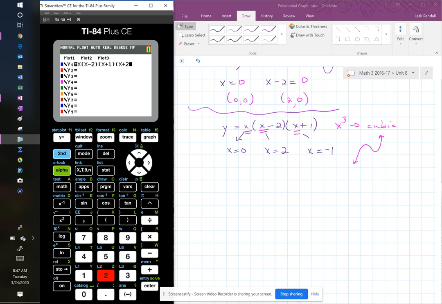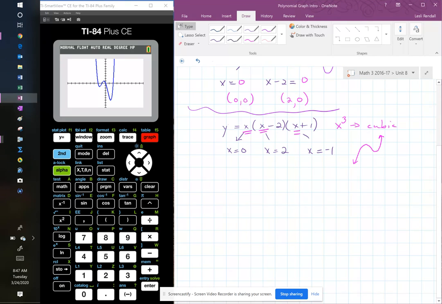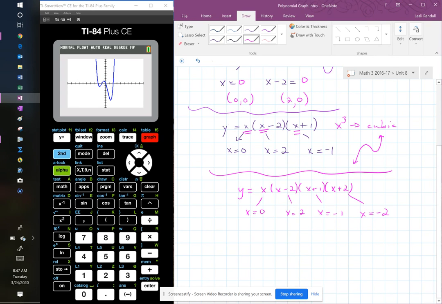And what shape do you think we're going to get here by adding that extra factor? So now we're going to cross the x-axis 4 times. And here is our graph. And what letter did we get there? We get the letter W. So if we have y equals x(x - 2)(x + 1)(x + 2), we get x equals 0, we get x equals 2, we get x equals -1, we get x equals -2.